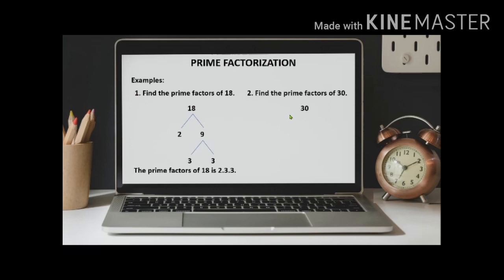Find the prime factors of 30. So 30 again is a composite number, which can be expressed as a product of 2 and 15. 2 is a prime number already, and 15 is yet a composite number. So 15 can be written as a product of 3 and 5. So the prime factors of 30 are 2, 3, and 5. And 30 is a product of the prime numbers 2, 3, and 5.